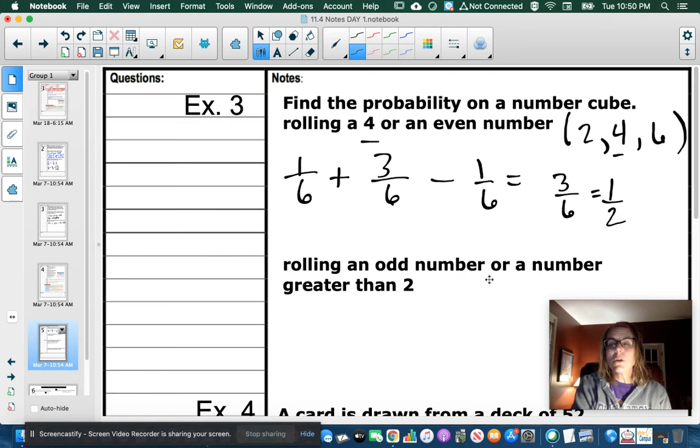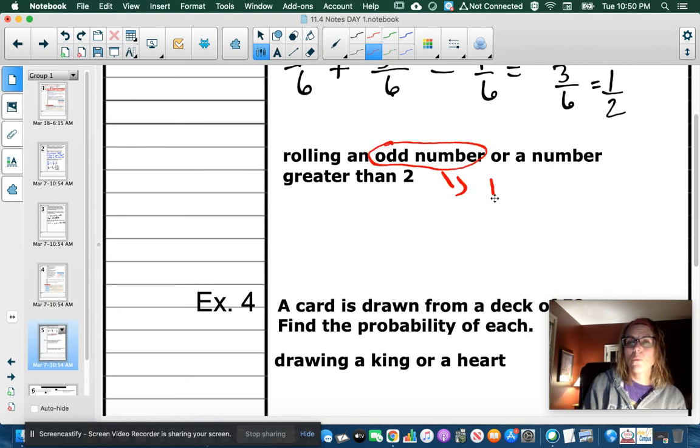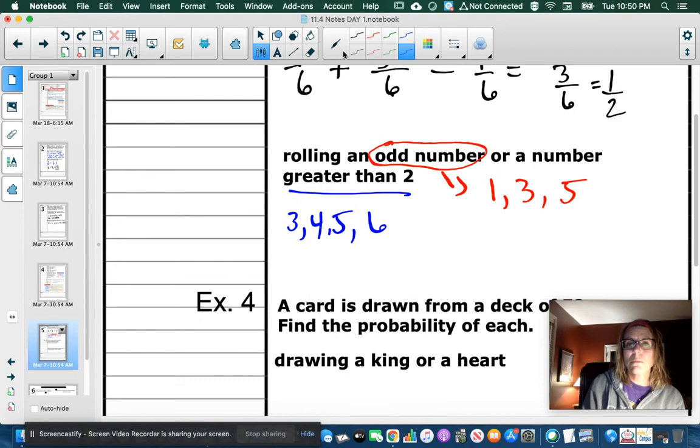Rolling an odd number or a number greater than 2. Well, odd numbers on a cube are 1, 3, and 5. Numbers greater than 2 are 3, 4, 5, and 6. The numbers that repeat between the two are 3 and 5.